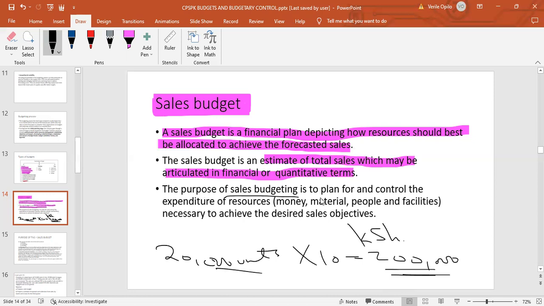And the purpose of sales budgeting is to plan for and control the expenditure of resources that are necessary to achieve the desired sales objectives within an organization. That is, how can we sell this number of units in order to achieve the level of production. It is going to show, for example, how much money is required, how much money the business is going to make, how much material is required to achieve that level of sales, and what labor cost the business will incur. All those details are going to be included in a sales budget.